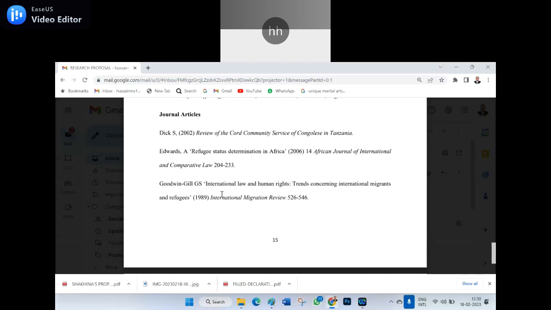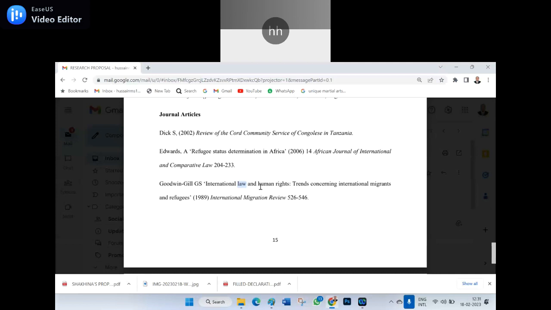But there is no full stop here. And if I wanted to make it, but it is in PDF format, so I cannot change it. So that is another hitch. Then Goodwin-Gill, International Law and Human Rights, and when it is a book, if it is an article, yes, the L should be a capital letter here, and with the conjunction, you should not capitalize conjunctions, prepositions and articles.